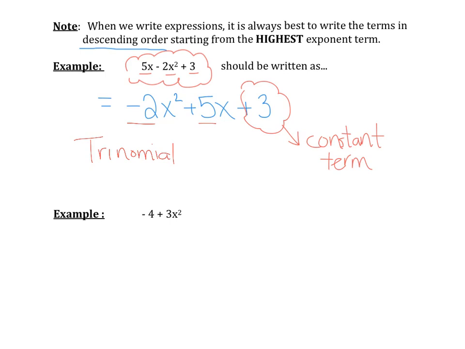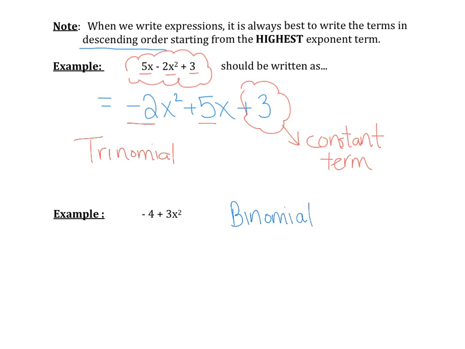Okay, take a look at this next one. First of all, pause the video for a minute and see if you can write it in order of descending powers. And also tell me what kind of polynomial is it? What name would you give it? Okay, so hopefully you got that on your own. First of all, there's 2 terms. It's a binomial.